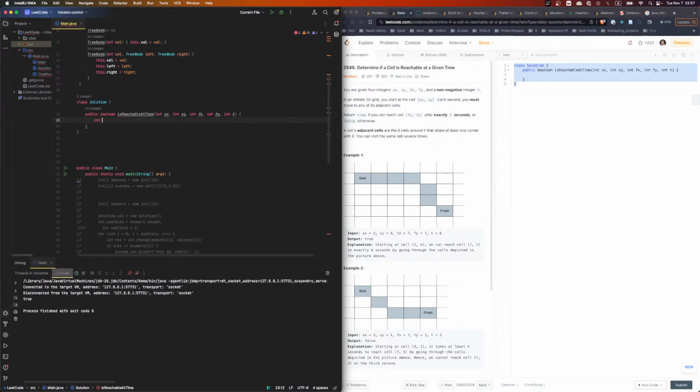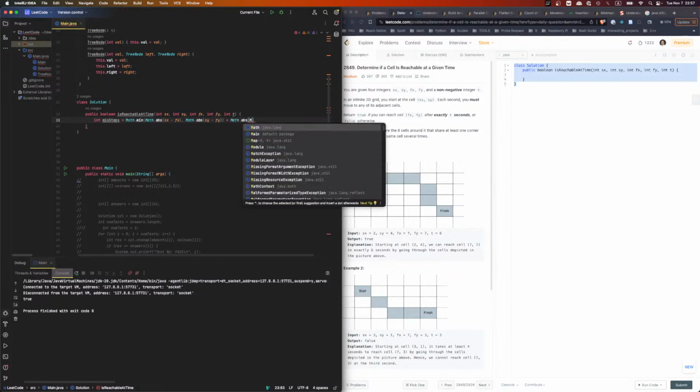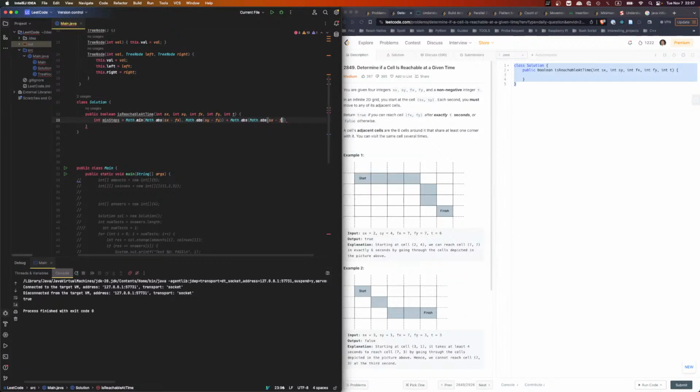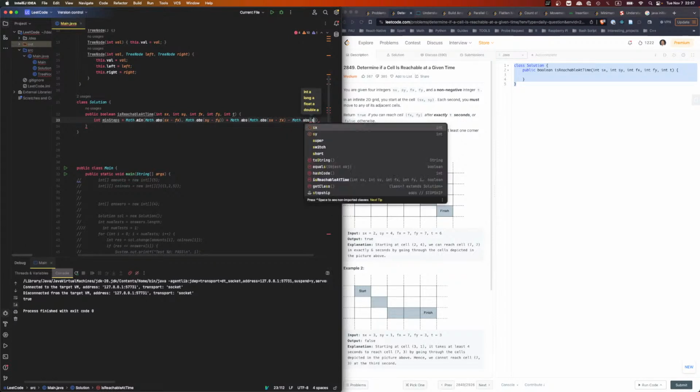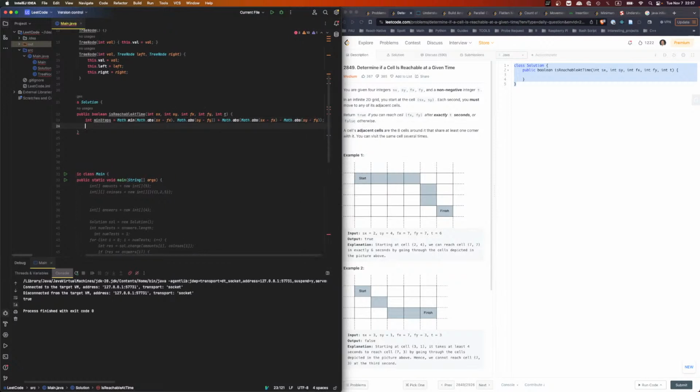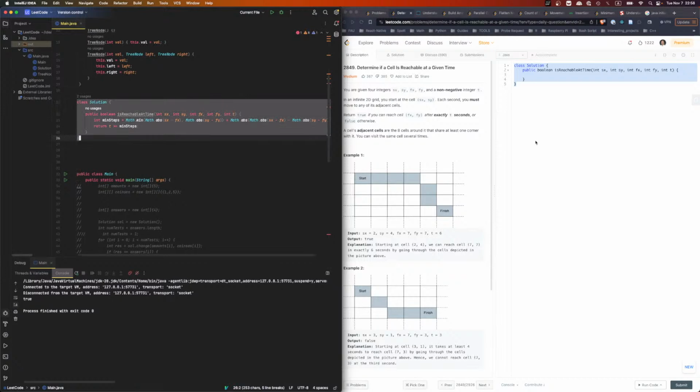So we can say int minSteps equals Math.min of Math.abs(Sx minus Fx) and Math.abs(Sy minus Fy), plus the difference between Math.abs(Sx minus Fx) and Math.abs(Sy minus Fy). That's the min steps. So we return t larger or equal to minSteps. Okay, give it a shot.